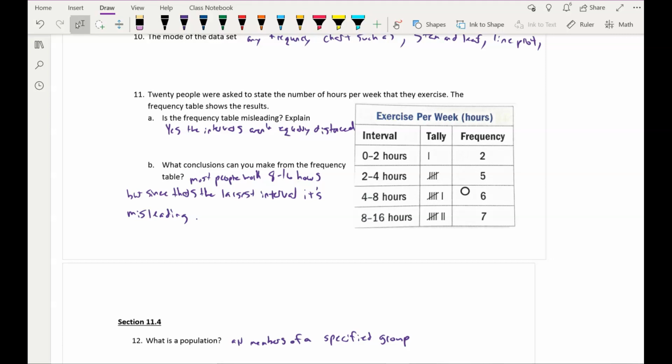Let me get my highlighter, maybe. Don't know why that's not working.